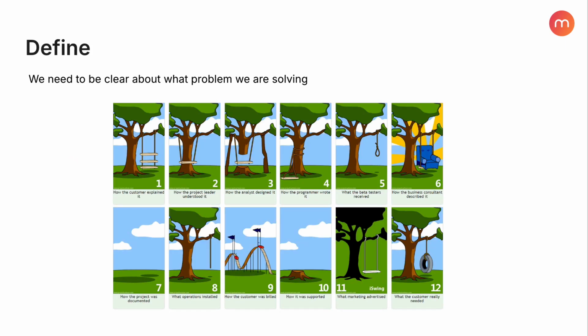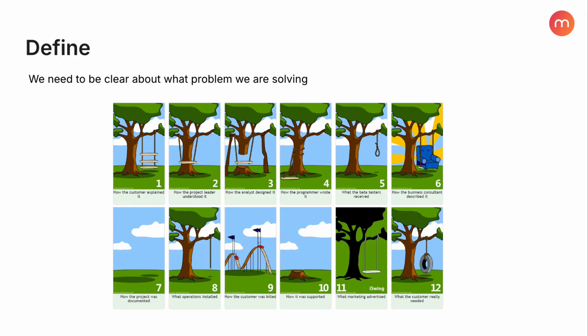On this slide, you can see a cartoon that illustrates why this step is so important. It's a simple story about a swing, but it perfectly captures what happens when teams fail to define the problem clearly. In the first image, the customer tries to explain what they want, but doesn't do this very well. The project leader understands it differently, the analyst designs it another way, and the programmer builds something else entirely. By the time the beta testers receive it, it's full of risk.